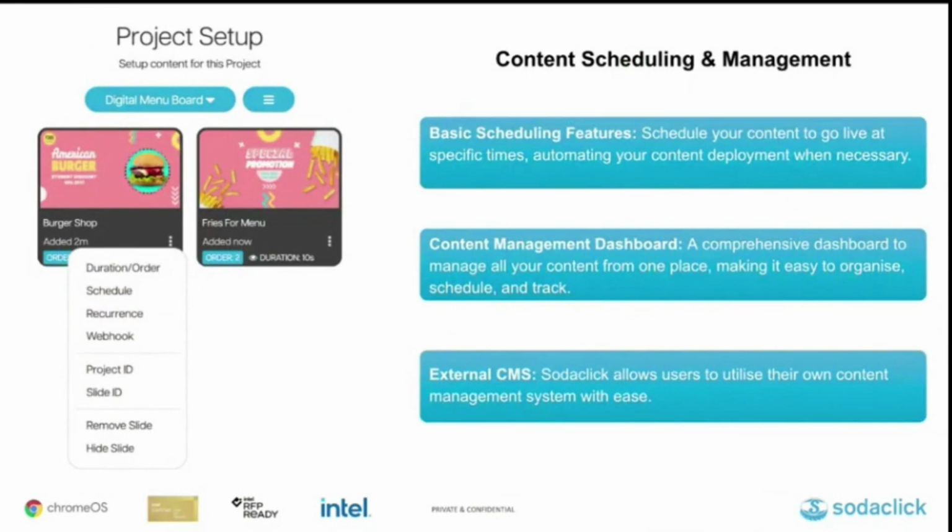Scheduling content. This is part of the CMS, part of the COLA platform. We have basic scheduling features where you can schedule content to come in. Let's say you have a promotion, it can come in for a week and then just disappear after that. We can set recurrence. So if you have a lunch menu, you want it to show every day from 12 till 3, and then a breakfast menu that shows from opening time to 12 o'clock. We can do that on days of the week and also time.